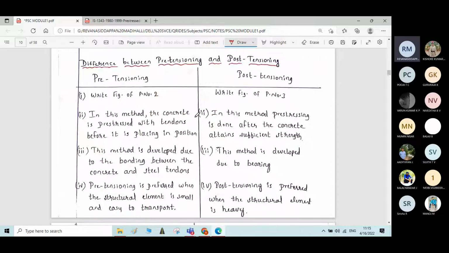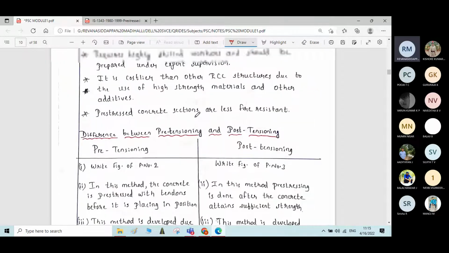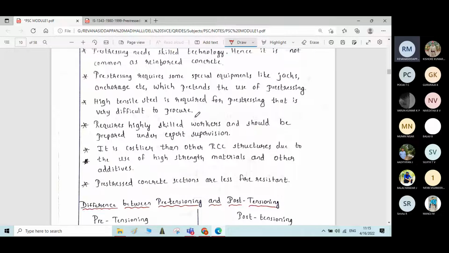Next, we will see what is the difference between pre-tensioning and post-tensioning. Can anyone tell what is the main difference between pre-tensioning and post-tensioning? Just before, in the first hour, I explained the method of pre-tensioning and post-tensioning. Can you tell what is the major difference between both the methods? Pre-tensioning and post-tensioning?